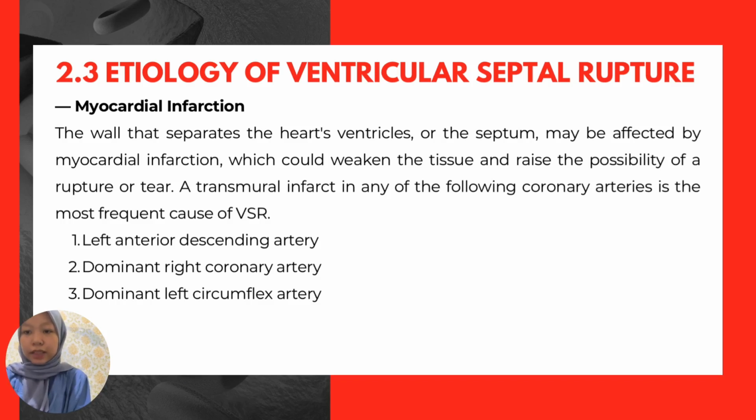A transmural infarct in any of the following coronary arteries is the most frequent cause of VSR. First is the left anterior descending artery. It mostly supplies the anterior part of the interventricular septum, and this might result in apical VSR. Second is the dominant right coronary artery. It mostly supplies the inferior part of the interventricular septum, and it might result in basal VSR. And the third one is the dominant left circumflex artery that arises from the circumflex branch and supplies the posterior part of the posterior descending artery.